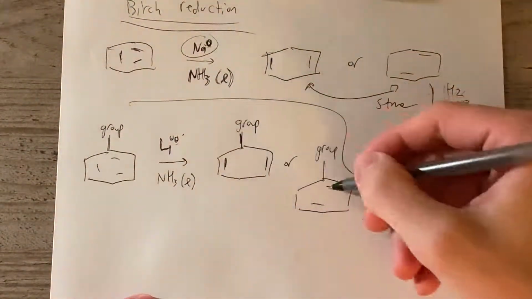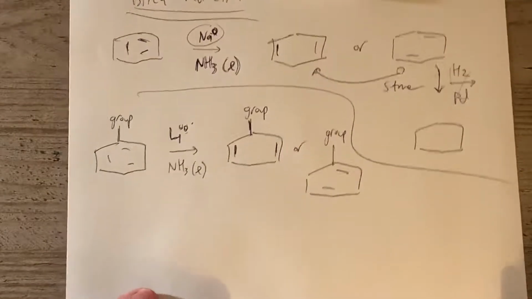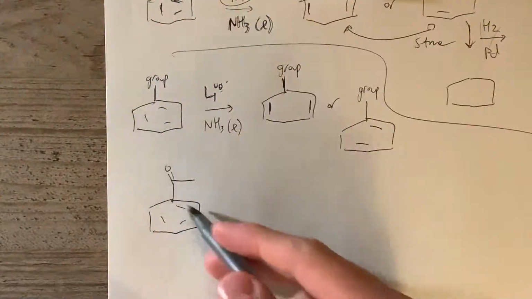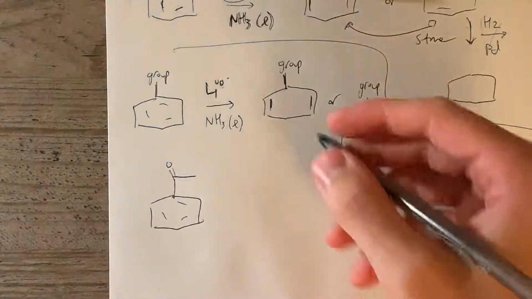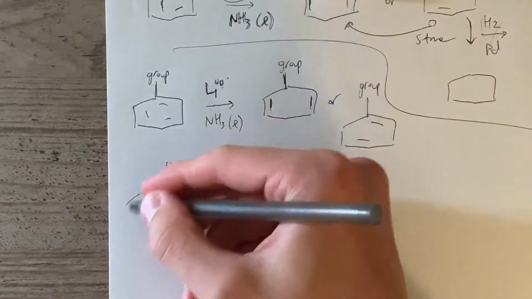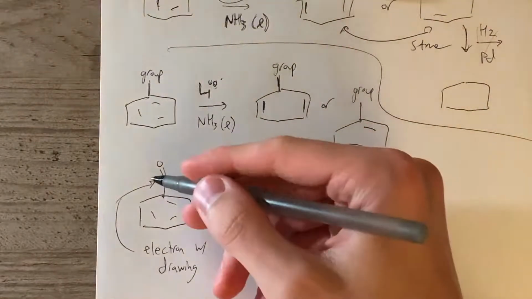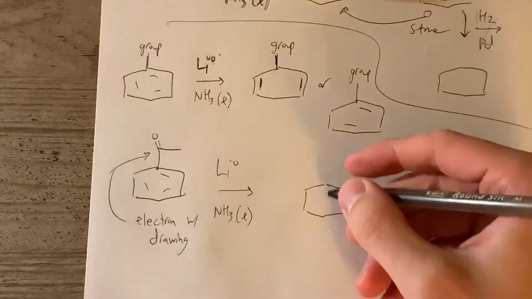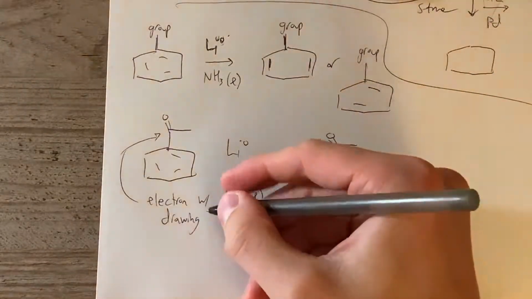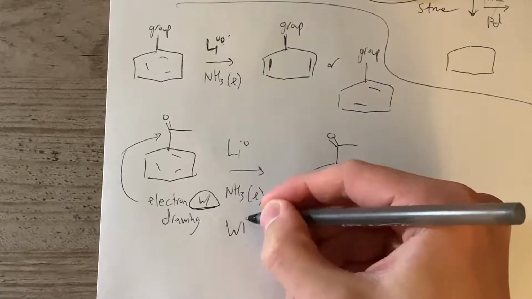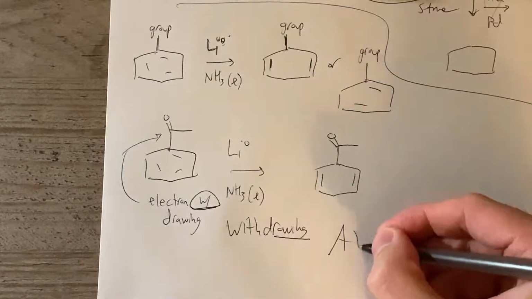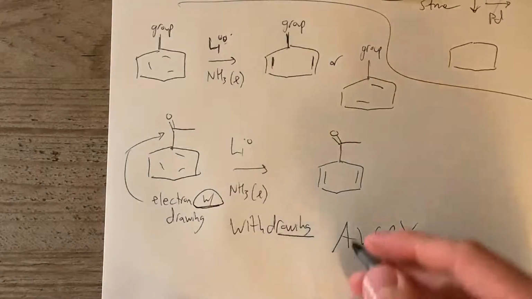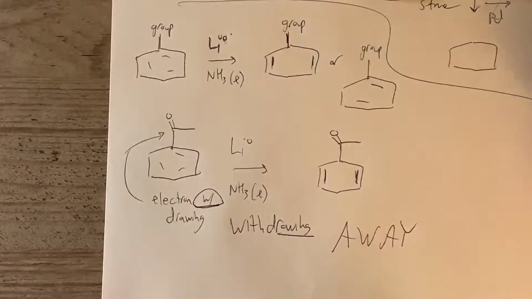So you're either going to get this or this. Now it's like, okay, which one are we going to get? The way it works is this. We already know this is an electron withdrawing group. When you do the Birch reduction with an electron withdrawing group on the benzene ring, then it goes away from the double bond. That's how I remember it. Electron withdrawing goes away from the double bond. So that's how that works.